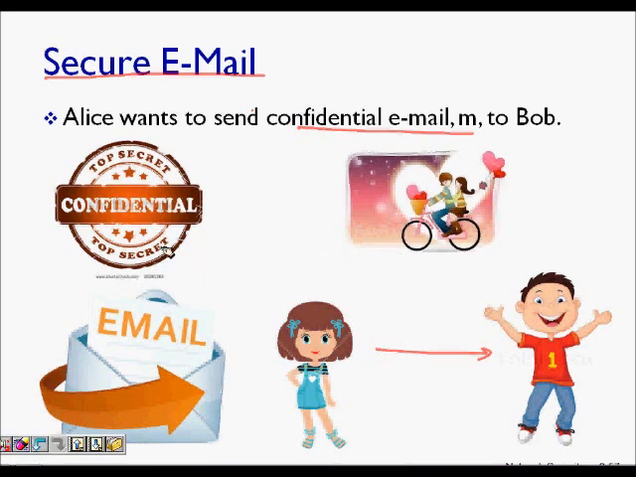And confidential means it's top secret. It should not be known to anyone else. Not even her friends, parents, no one. Only she wants to tell it to Bob. So she wants a top secret confidential email. So how will she do?